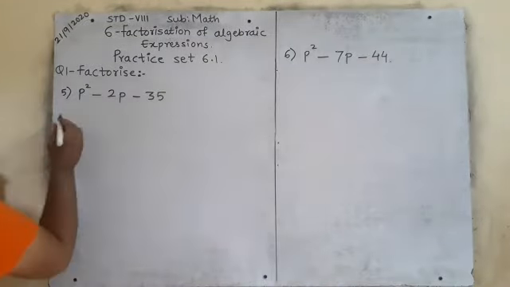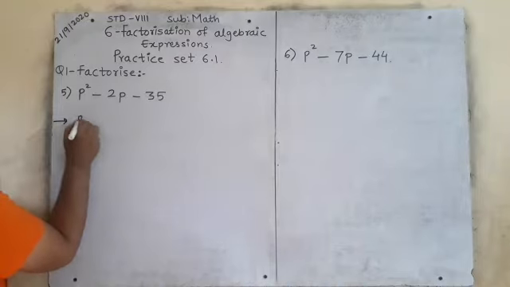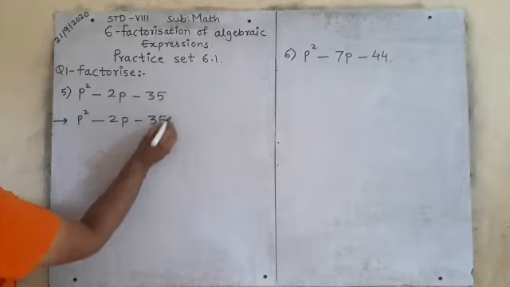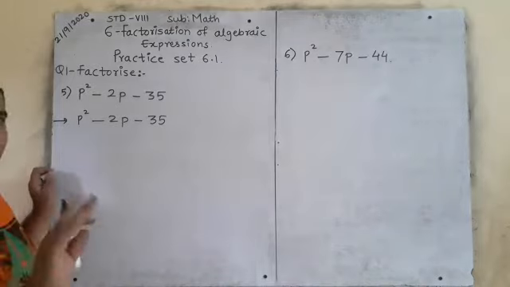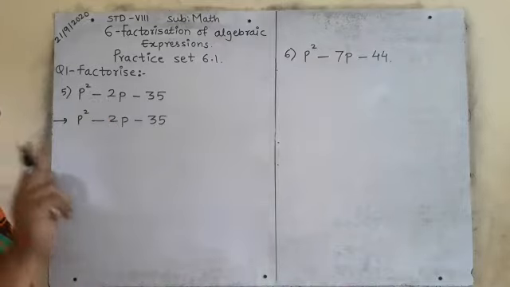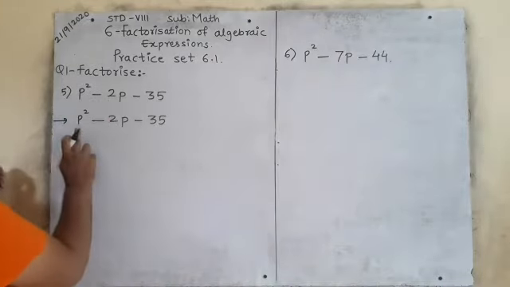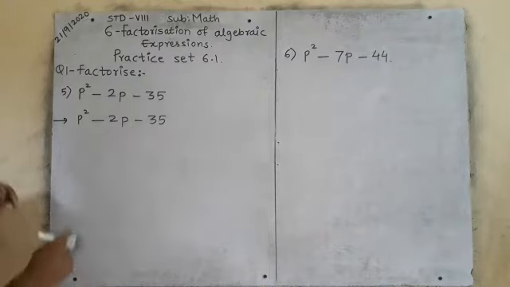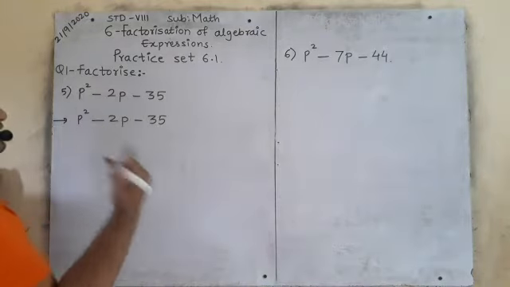Factorize. First we will copy the question. P square minus 2p minus 35, right? This is a quadratic trinomial. Because p is the only variable whose highest index is 2, so this is a quadratic and it has 1, 2, 3 terms, therefore it is a trinomial, a quadratic trinomial. Question is factorize. What is our first step?